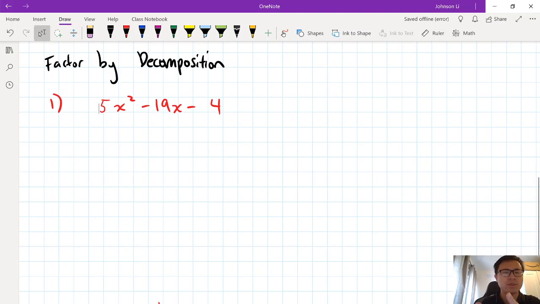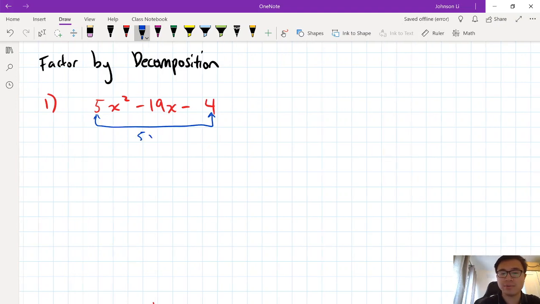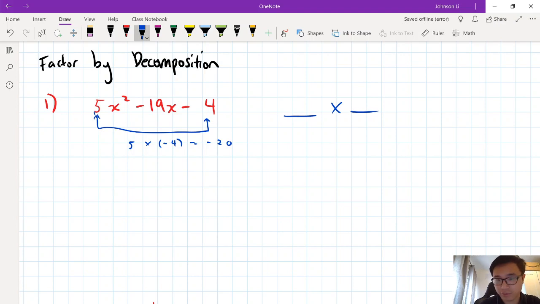So what do we do? We're going to have to use a different technique this time. This time we're going to multiply the first number and the last number together. So 5 times -4. We multiply those two together and see what number we get. 5 times -4 is equal to -20. So now, instead of finding 2 numbers that multiply to -4 like we usually do, we find 2 numbers that multiply to -20 and add up to -19, the number in the middle, as always.